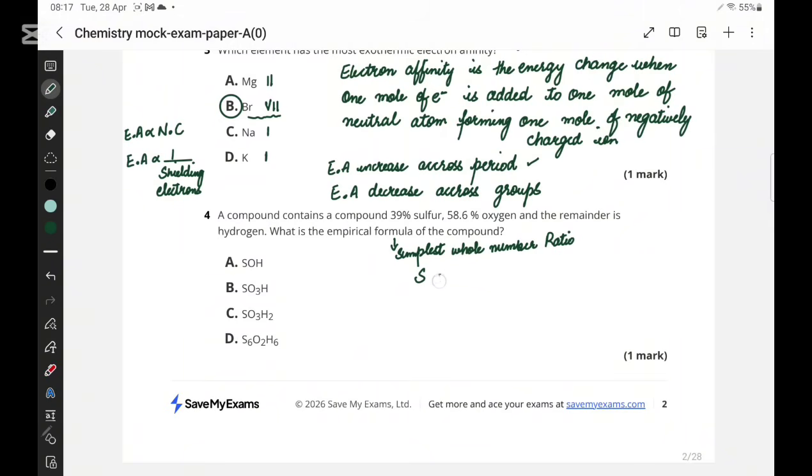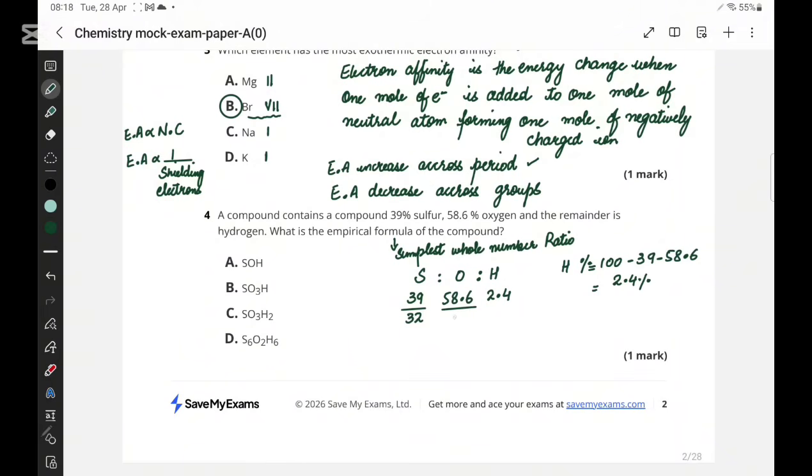I'm going to put sulfur like this, oxygen like this, and hydrogen like this. Sulfur is 39%, oxygen is 58.6, and in order to find hydrogen, what you need to do, like total is 100%, so for hydrogen, 100 minus 39 for sulfur minus 58.6, because the remainder is hydrogen. So the answer comes out to be 2.4%. Now for sulfur you are going to divide with its atomic mass, that is 32.